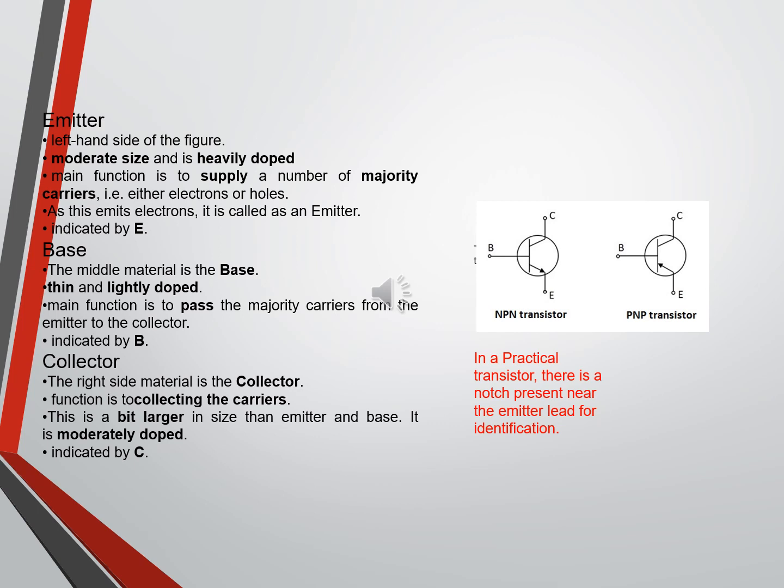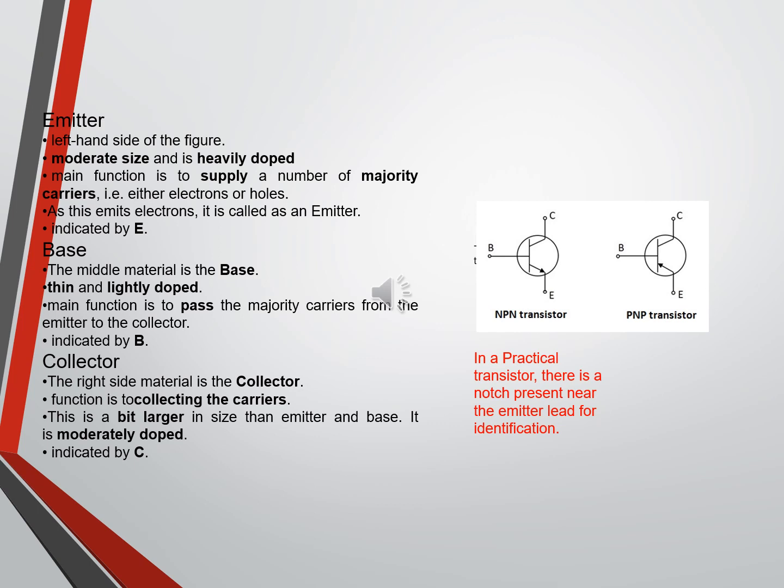When we talk about the base, it is the middle material in the figure. This base is thin and lightly doped. Okay, what about the emitter? The emitter is heavily doped, but the base is lightly doped. What is the main function of the base? The main function is to pass the majority carriers, that will be either electrons or holes, from the emitter to the collector, and it is indicated by the symbol capital B.